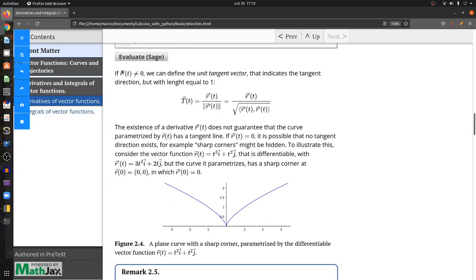Often, r prime of t is called the tangent vector to the curve C. We must be careful, because if r prime of t is equal to 0, then the curve may not even have a tangent, even though r is differentiable. For example, the curve parametrized by t cubed, t squared, is differentiable for all t, but it does not have a tangent at t equals 0. This happens because r prime is 0 at this point and sharp corners might be hidden under such points.